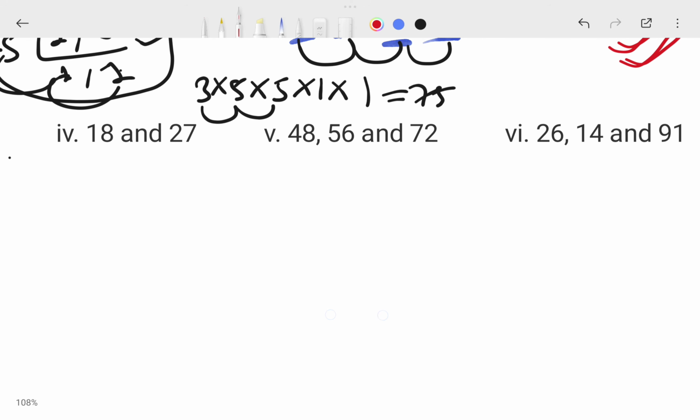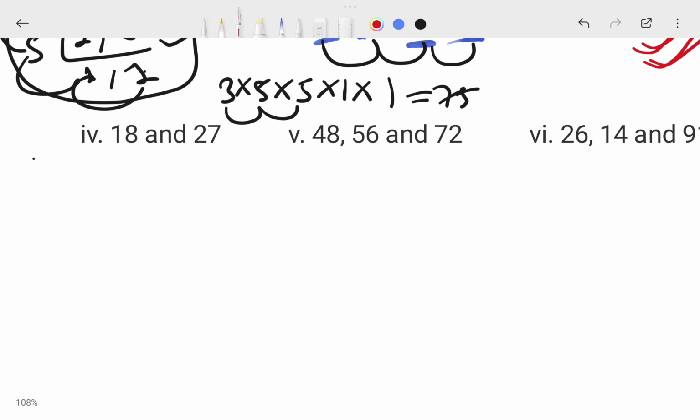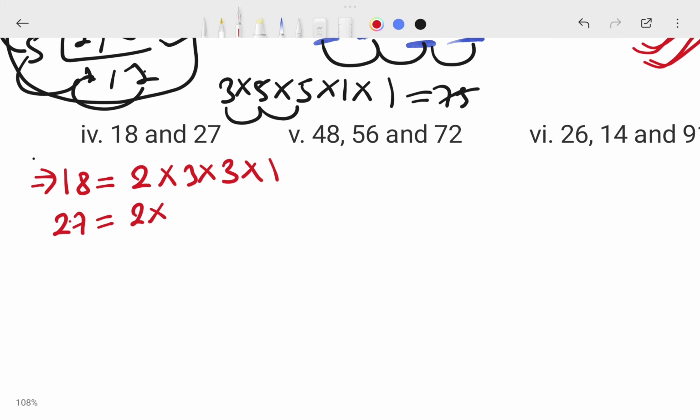Now I will go faster. Now I will do the 18 one. So let's do the 18 one. If you take the factors of 18, it is going to be 2 cross 3 cross 3 cross 1. This is the factorization of 18. Okay, it is clear. Now let's take the factors of 27. If you take the factors of 27, it is going to be 3 cross 3 cross 3. This is the factorization of 27.